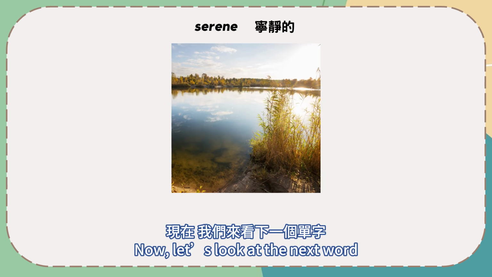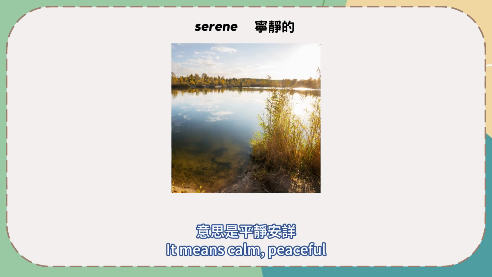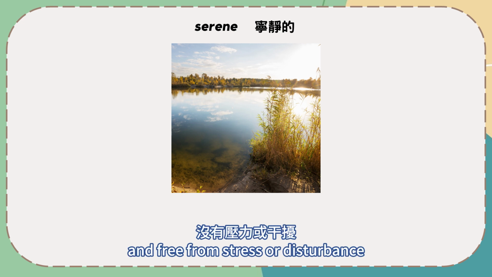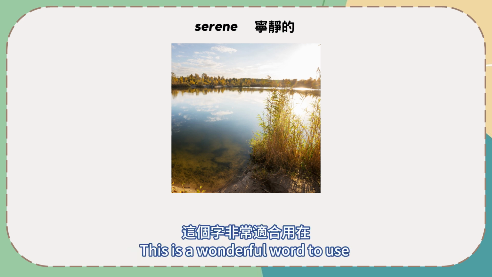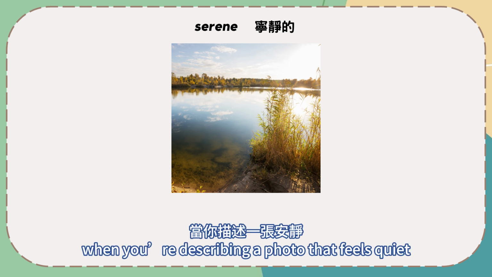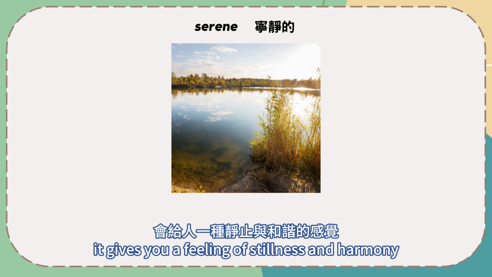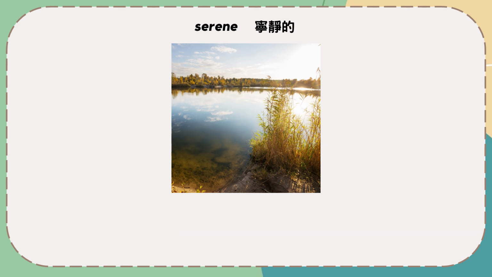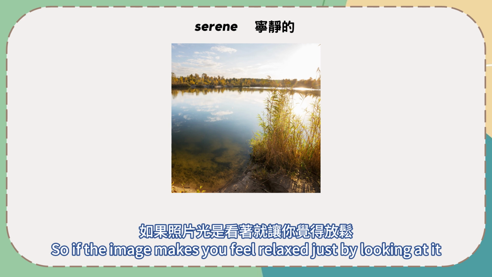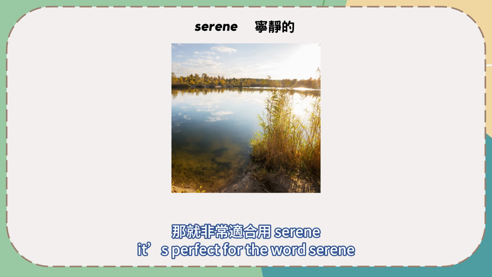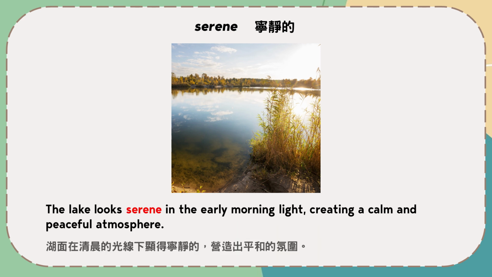Now let's look at the next word, which is serene. It means calm, peaceful, and free from stress or disturbance. This is a wonderful word to use when you are describing a photo that feels quiet and full of natural beauty. When something is serene, it gives you a feeling of stillness and harmony, like everything is perfectly at ease. So if the image makes you feel relaxed just by looking at it, it's perfect for the word serene. The lake looks serene in the early morning light, creating a calm and peaceful atmosphere.